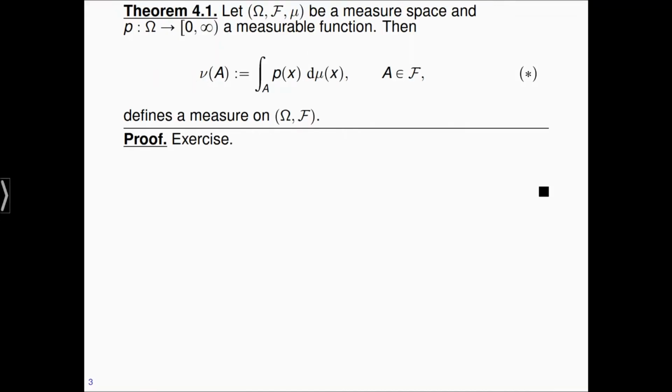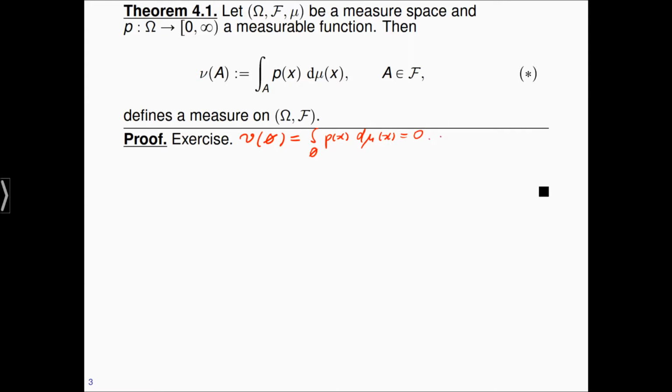Let's take a look at my solution. So we have two things to show. The first thing is that nu of the empty set is 0, and the second thing is the sigma additivity of nu. So why is nu of the empty set 0? Well, of course, if you take the integral and you put the empty set here, then you basically integrate the indicator of the empty set, so you integrate 0, and this of course gives you 0.